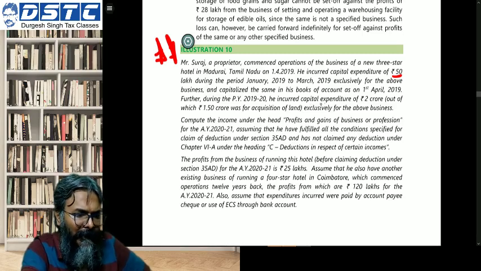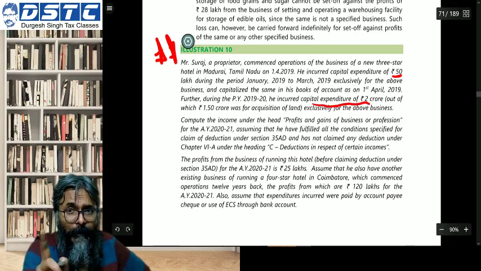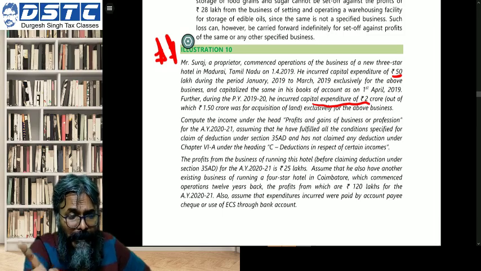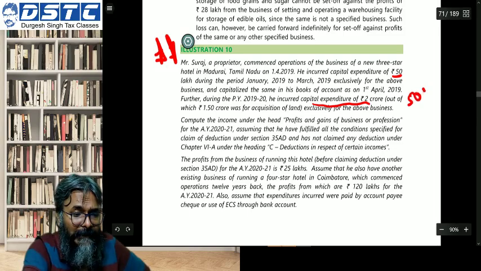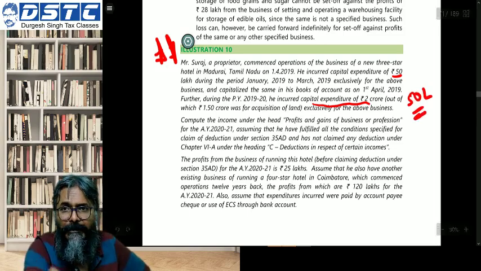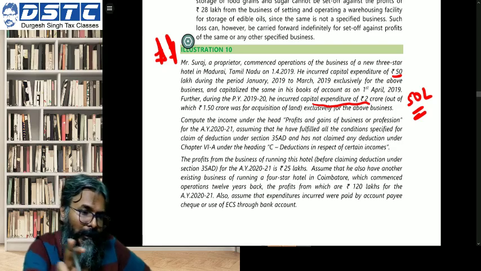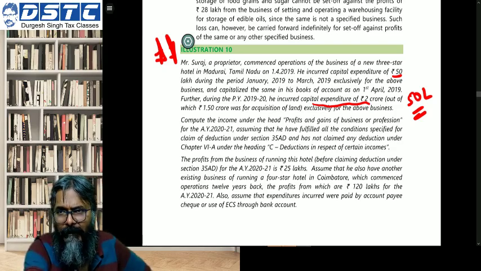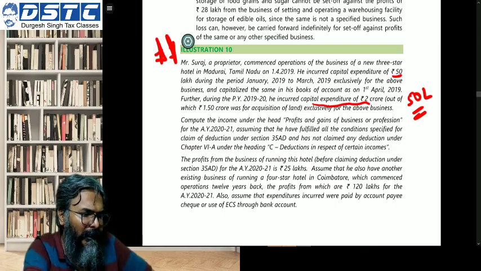Further, during 1920, in the current year also, students, he has incurred capital expenditure of 2 crores, but out of that 2 crores, 1.5 crores relates to land. So only 50 lakhs will be allowed as deduction in the current year. So the last year 50 lakhs, current year 50 lakhs. So in all, 1 crore deduction would be given in 35AD. Compute the income under the head profits and gains from business and profession for the AY 2021, assuming that he has fulfilled all the conditions specified for the claim of deduction under section 35AD and has not claimed any deduction under Chapter VIA. Fine.